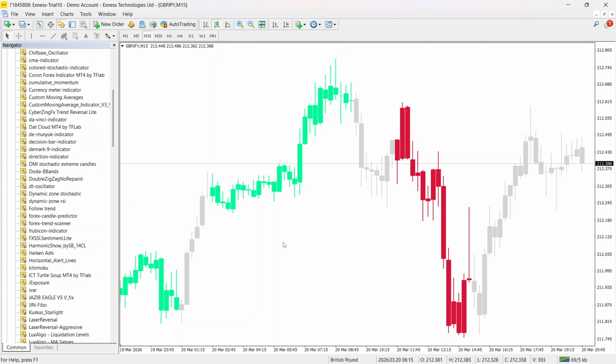Its color changes can still produce whipsaws in choppy markets, so it should be combined with your own support or resistance, higher time frame context, and risk management rather than used as an automatic signal.